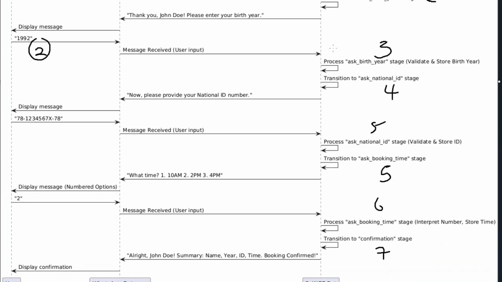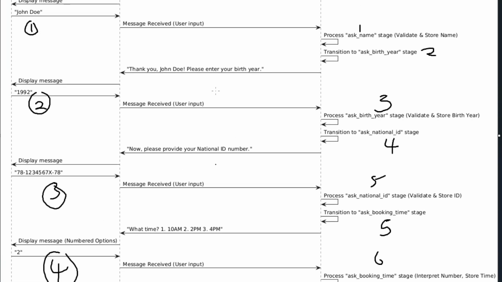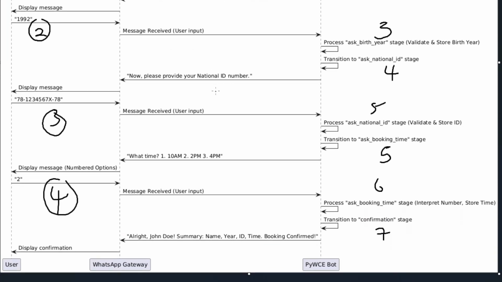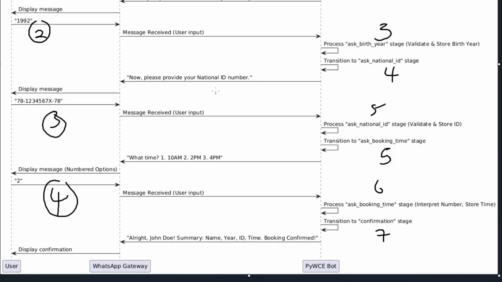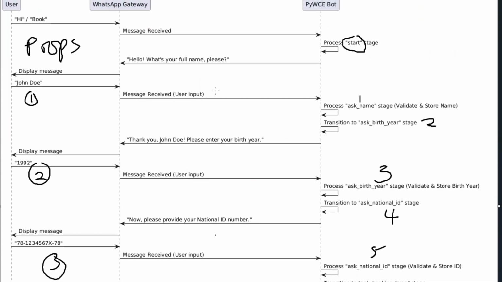Then on the user part here on the left, the input that the user will provide are the ones that are called props. Here the name is a prop. The birth year that we are going to store is another prop. The national ID that the user is going to input is another prop. The selection, the time slot, another prop. Think of any user input as a prop that you want to track or store so that you can retrieve it later. That's what we call a prop here. I think we'll then go to see how all this is interpreted in pywce context.